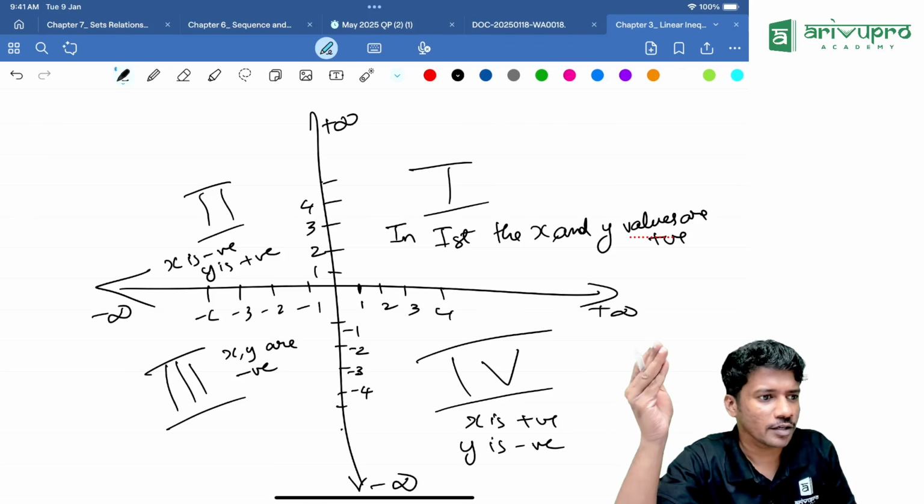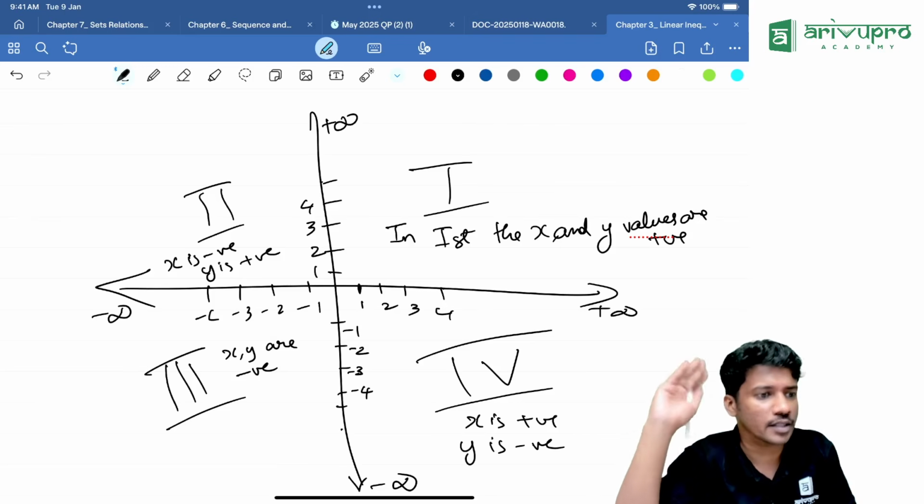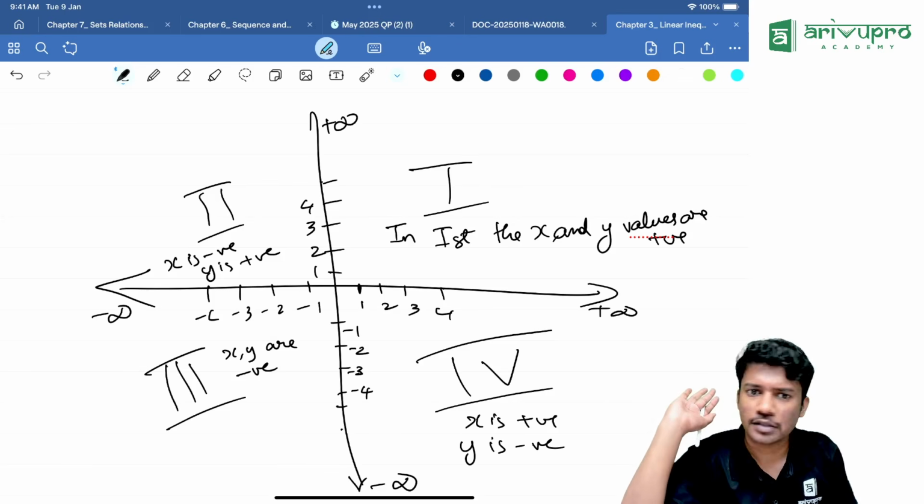What is a quarter? How many parts are there? Four equal parts are there. Then four different quadrants are there.